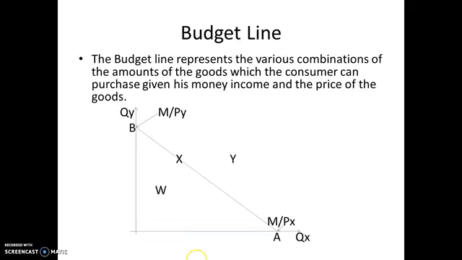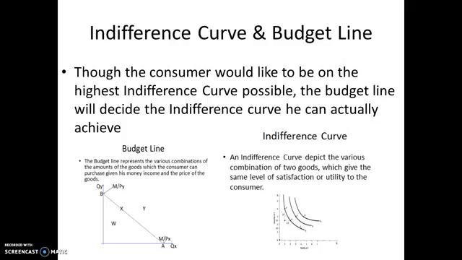However, if you look at the point Y, it is way beyond the consumer's budget line, and even though he might want to choose that point because it gives him more amounts of good X and good Y, he will not be able to choose it because it is beyond the budget line. His budget constraint does not allow him to be on Y.